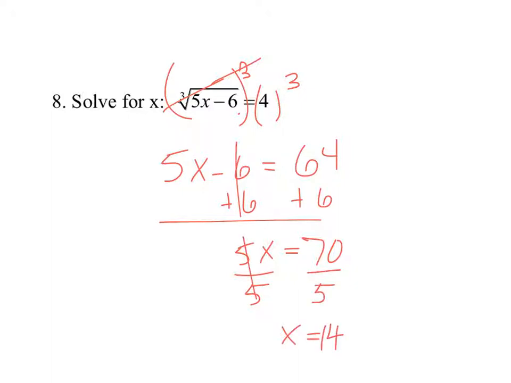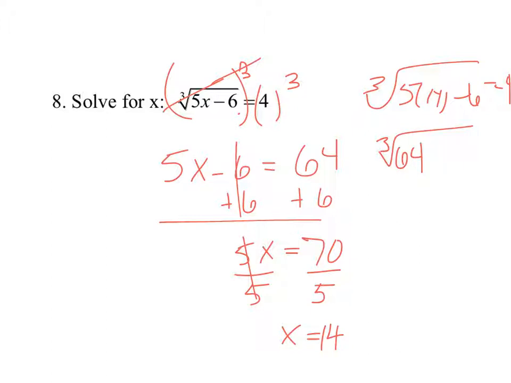Always check your answers. If you put in 14, you do get the cube root of 5 times 14 minus 6, because 5 times 14 is 70, and then minus 6 is 64, and the cube root of 64 is 4, so this does work, and that gets your answer.